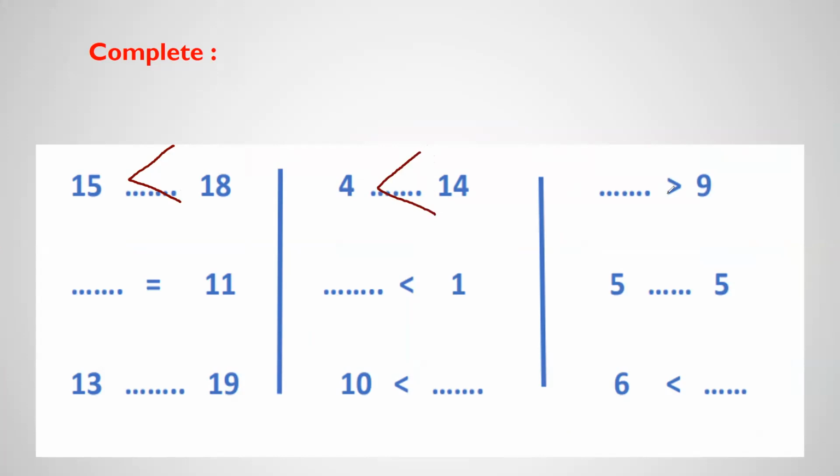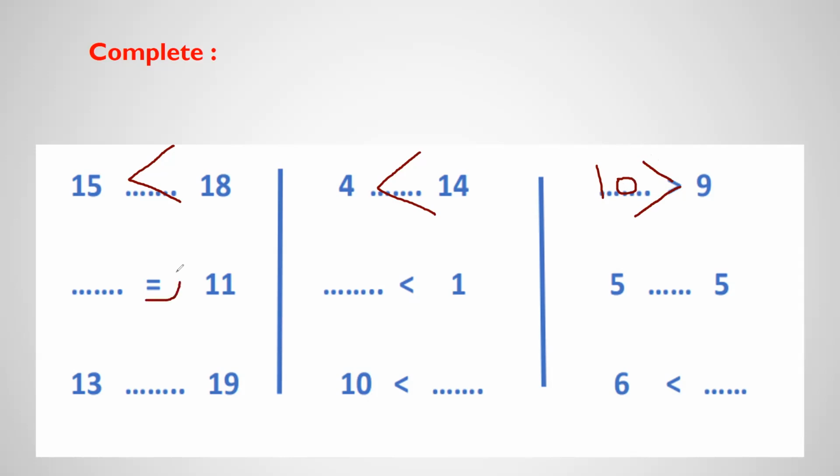Okay, here, he drew the mouth of the alligator looking at this side. So we need a big number or a small number to eat. If we are going to look here, it means that the mouth will eat this number. So this number must be big, bigger than 9. So choose any number that is bigger than 9. What is bigger than 9? Yes, 10.